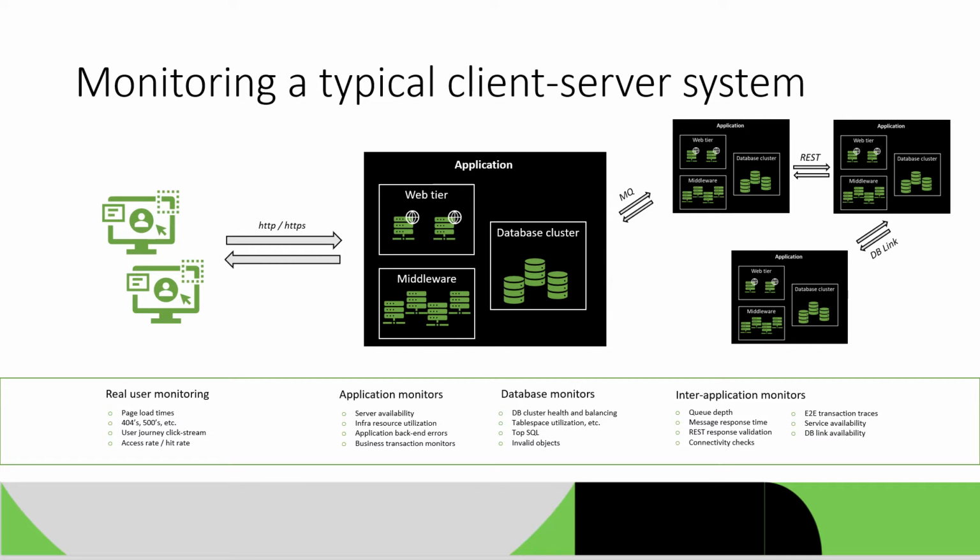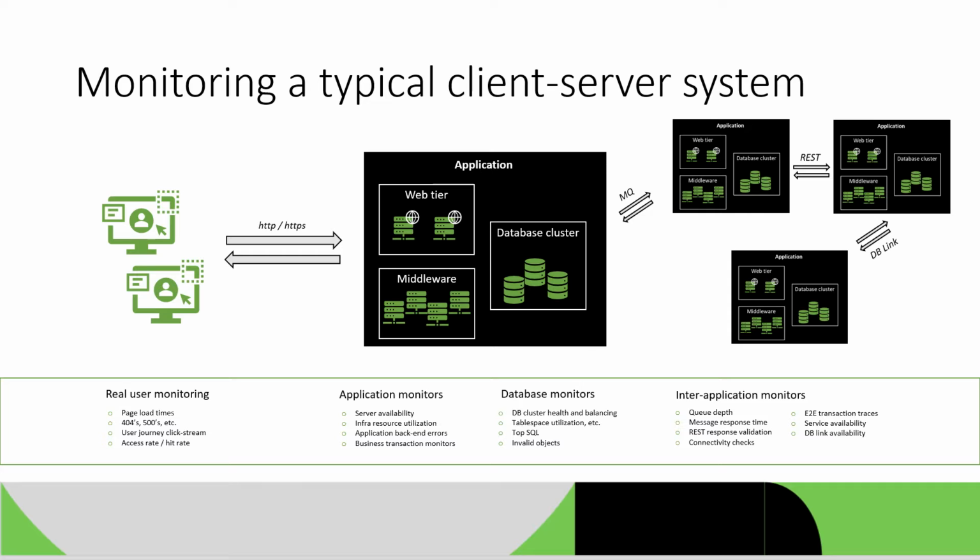So what would we look at when we try to do monitoring or try to implement monitoring? One of the first things we would look at is real user monitoring, or just even synthetic monitoring in the good old days. So we would look at things like page load time from the user's perspective. Were there any 404 errors, 500 errors, HTTP, etc. We would look at the clickstream. Now, this is interesting because it would have an impact on how we do analytics based on a user's journey. And then we'll probably look at the access rate, hit rate, and so on.